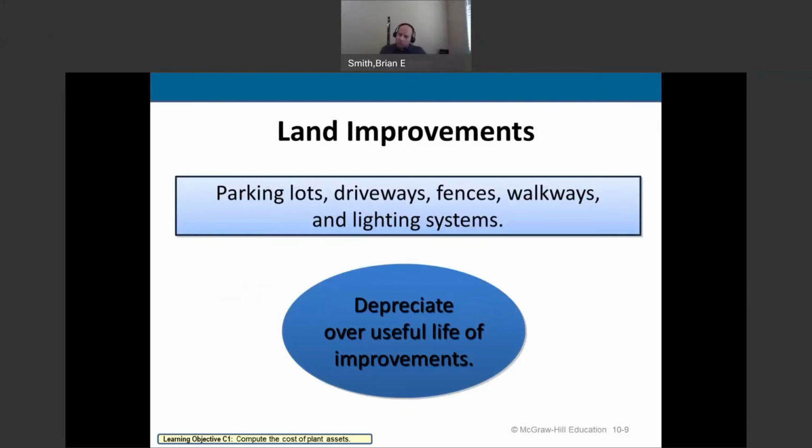Land improvements, you put a parking lot on it. Well, parking lots last for a certain while, and at some point they start breaking and they need to be repaired. And at some point, you're going to probably need to redo the whole thing. So we're going to depreciate those. Driveways, fences, walkways, lighting systems, all these things are going to take maintenance. That's going to be what's expensed during the years. But for actual installation, you're going to depreciate it over the expected life of those assets, okay?